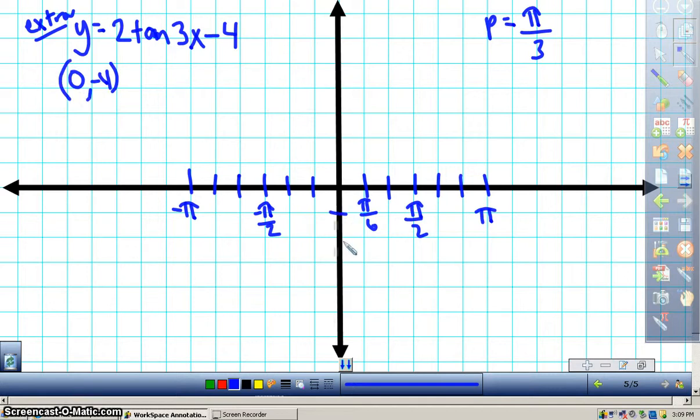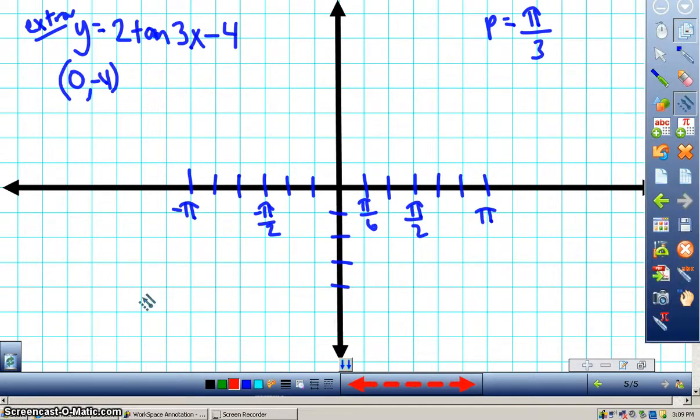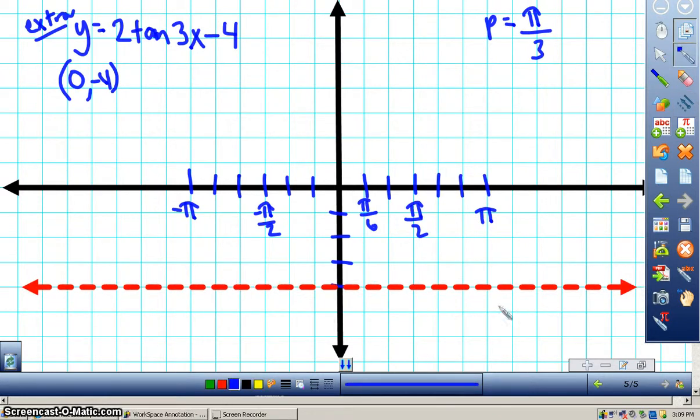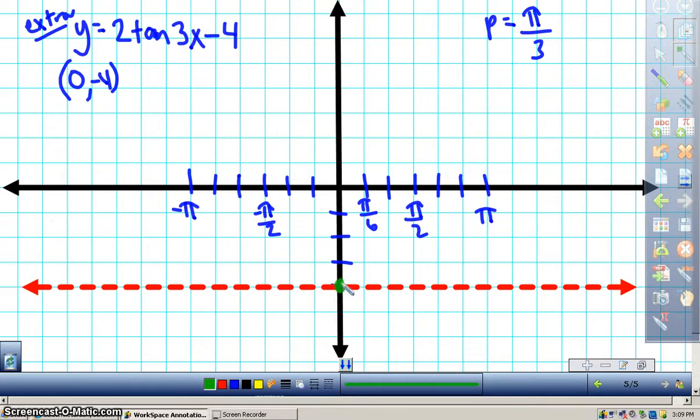So this one's actually going to have a vertical shift. Now, for teaching purposes, I don't normally make them this dark. I'm going to go ahead and put what we call a midline, but it's not really a midline. It's just where the vertical shift occurs. So I can put my starting point on 0, negative 4. So let's do that. So 0, negative 4 is where I start.